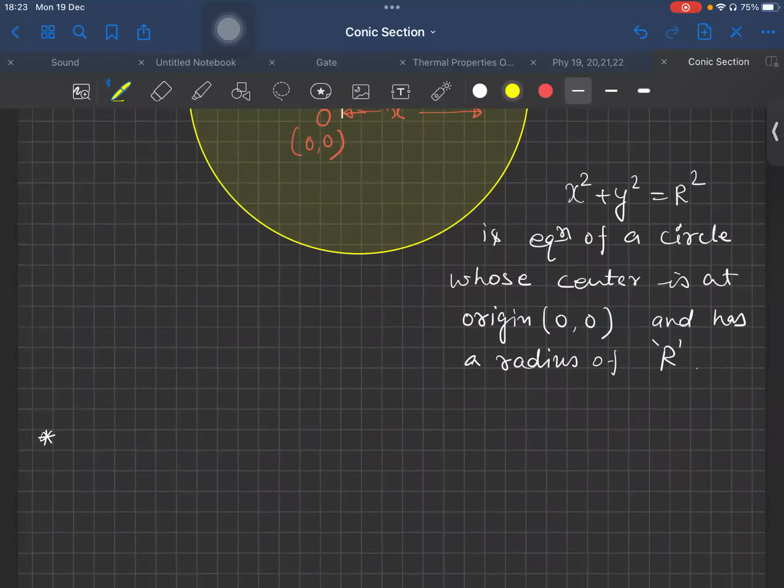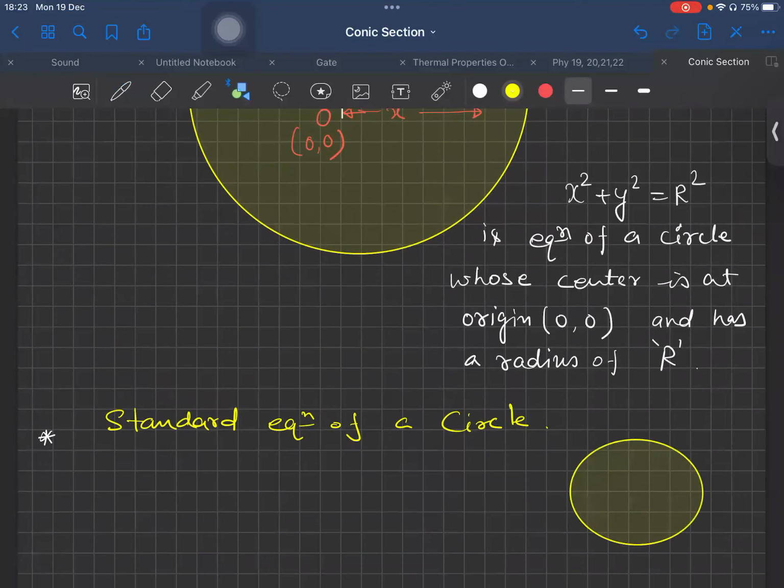Standard equation of a circle. So suppose there is a circle, let's say there is a circle anywhere. We don't know where the origin is, or its center is just given. So the coordinate of center is (h, k). Coordinate can be anything, right? And its radius is r, small r.